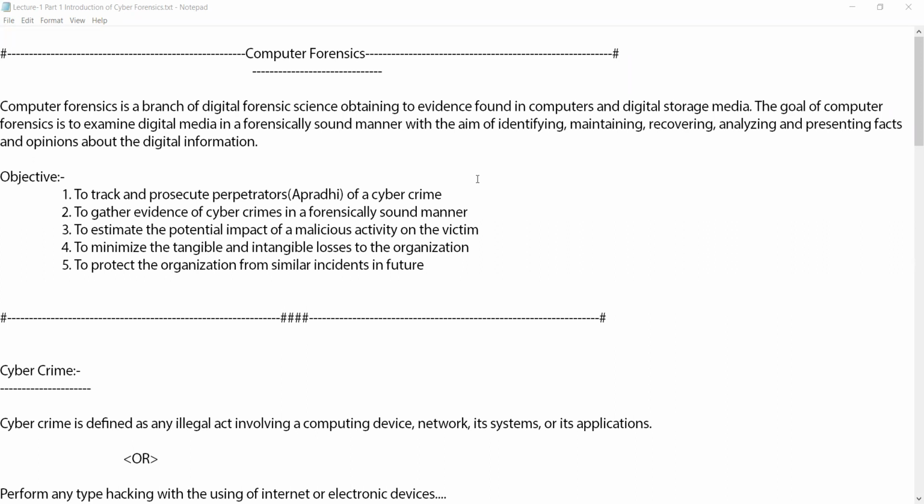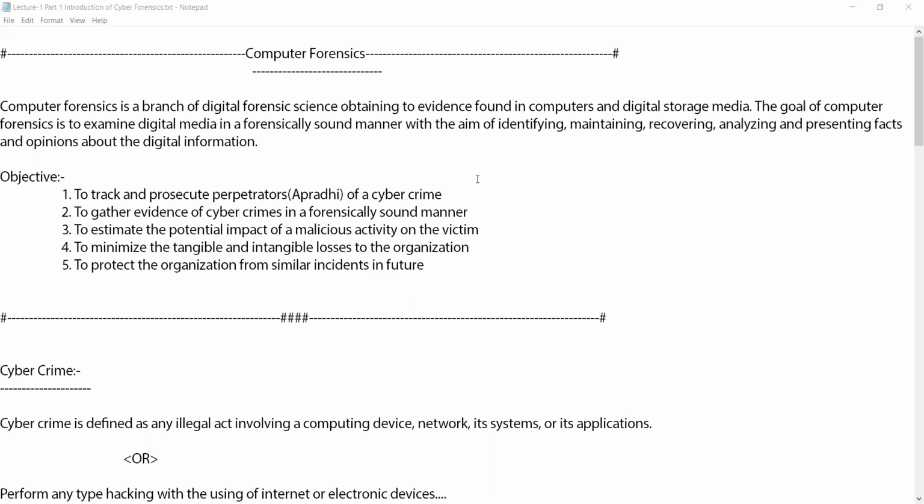If we discuss the rules of computer forensics, so not the rules, but the goals. What are the goals of computer forensics? The goal of computer forensics is basically to examine that particular computing device, that is, the digital storage media, in a forensically sound manner.